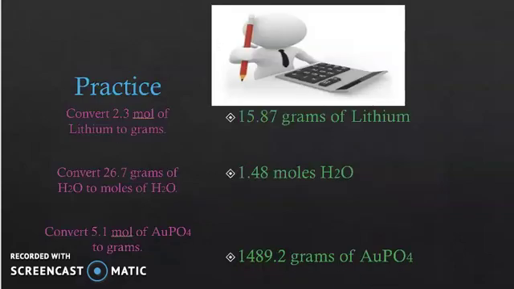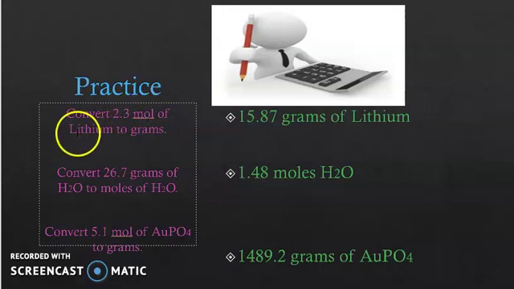A couple practice ones, if we have 2.3 moles of lithium to grams, you would start with 2.3 moles. You look up your molar mass of lithium, because that's in grams per mole. So you have 2.3 moles of lithium on the top, that's your given, that's starting out. You would need to put 1 mole on the bottom and your molar mass of lithium on the top. Then you multiply across the top, divide by the bottom. You can get your answer.